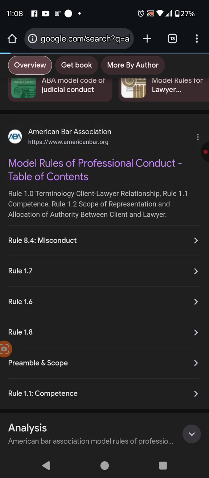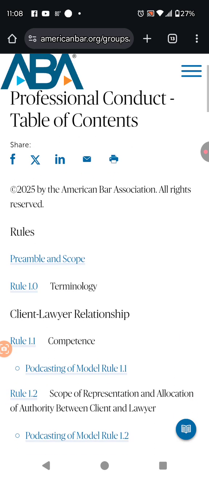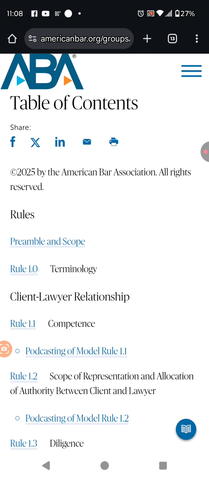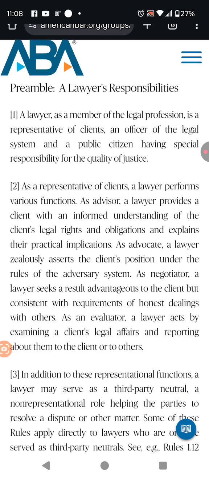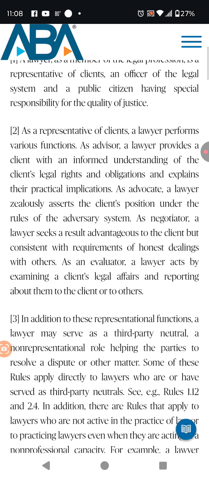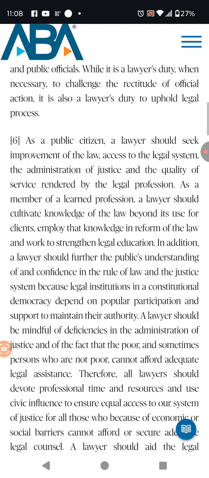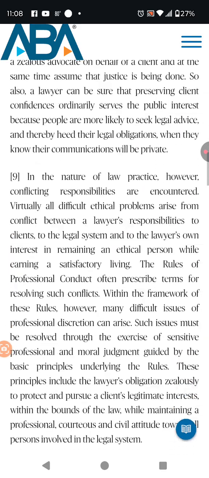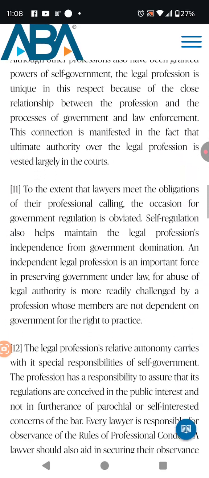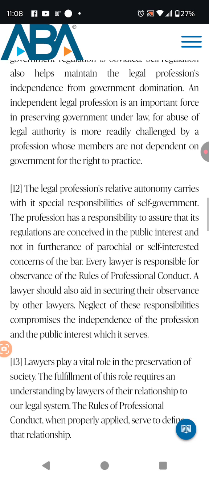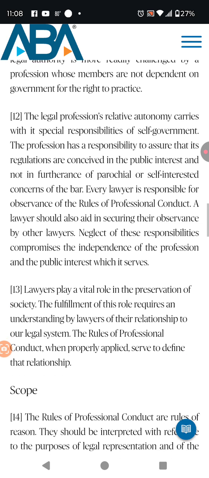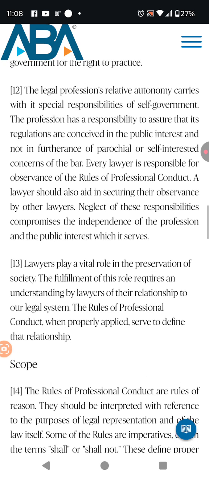Model Rules of Professional Conduct, preamble and scope. All lawyers, the legal profession, are representatives of clients and officers of the legal system, and public citizens having special responsibility for the quality of justice. I think it's down here. See, there's a lot of specifics. They're not doing any of this. It says right here, 12.